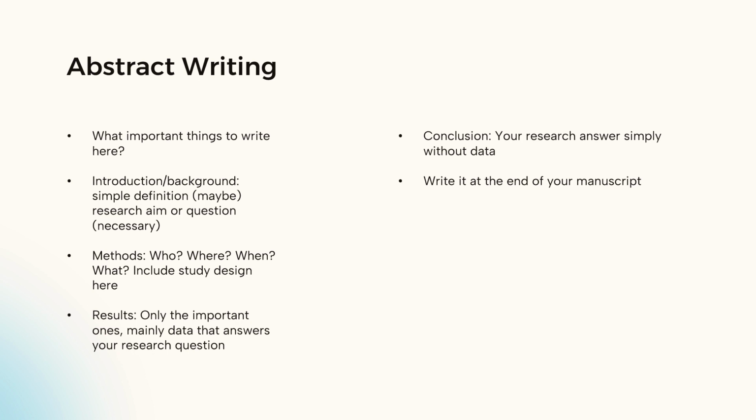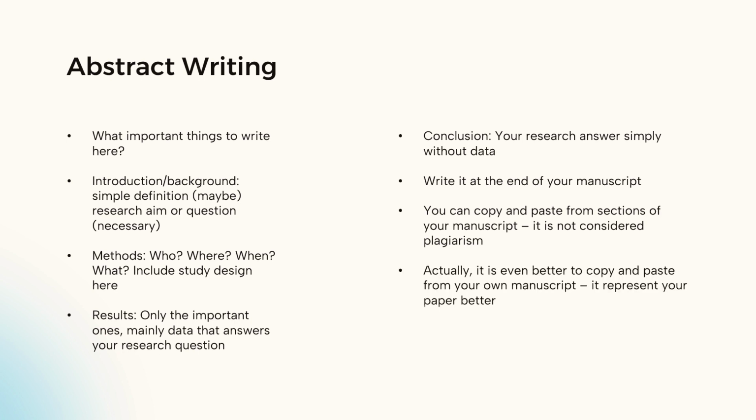So try to write it at the end of your manuscript. It's actually preferable to write the abstract at the end of your manuscript. When you write the introduction, the methods, the results, and the discussion, you can just copy and paste, and it's not considered plagiarism. So you want to copy the aim and write it in the abstract, copy the study design, who your participants were, and again, where it was done. It's even better to copy and paste because it's simply going to represent your paper. So you want to just copy and paste from the things that you have already written.